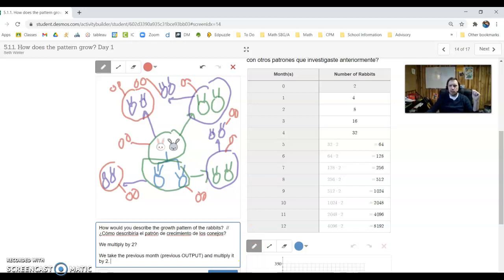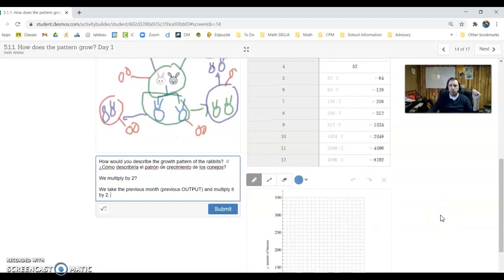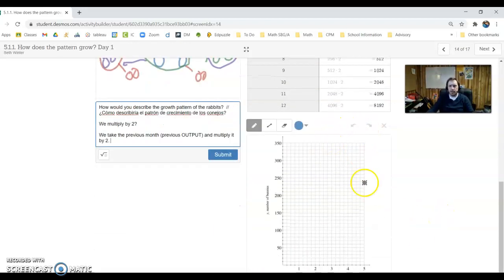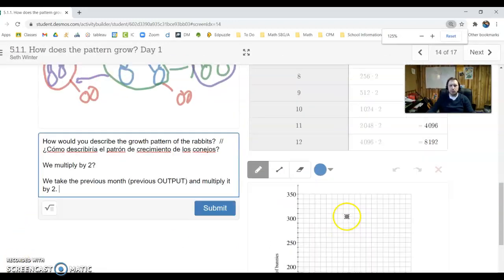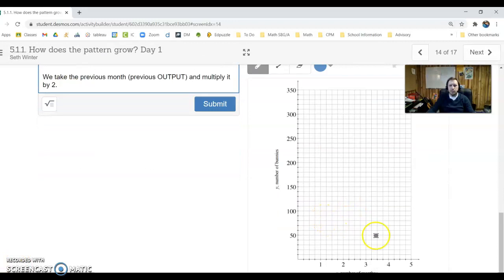All right, and so go ahead and go down to this chart. We're going to graph these first 6 numbers right here. So I'm going to zoom in just a little bit and be ready to graph these numbers with me down here. So 0, we started with 2 rabbits. And so that's barely above that horizontal line. 1 month we had 4, so it grows a little bit. After 2 months we had 8.